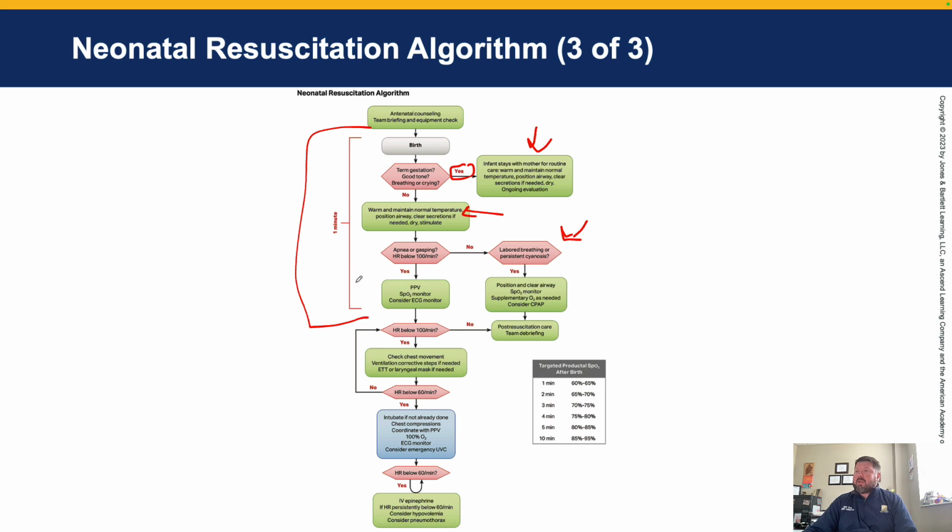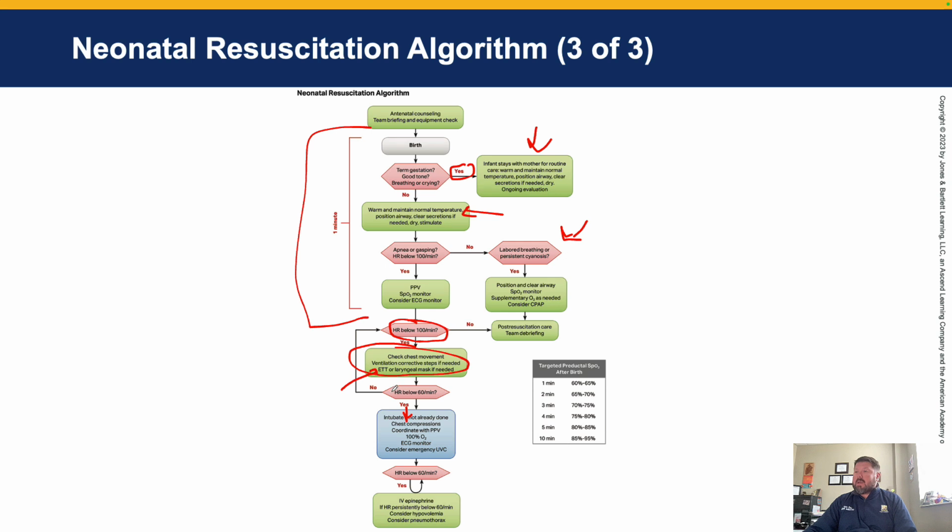So positive pressure ventilations in reality should begin within 30 seconds. We'll then reassess. Is the heart rate below 100? If the heart rate's still below 100 after we reassess, we're going to check chest movement. We're going to try to do any corrective steps for our ventilation, and we're going to consider advanced airway. We have not begun compressions yet at this point. If the heart rate is below 60 per minute after we've done these steps, then we're going to intubate if not already done and continue chest compressions.